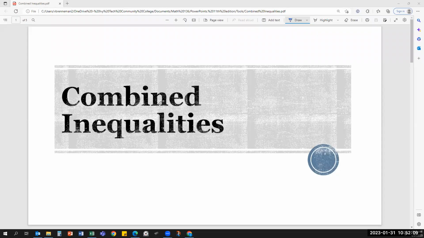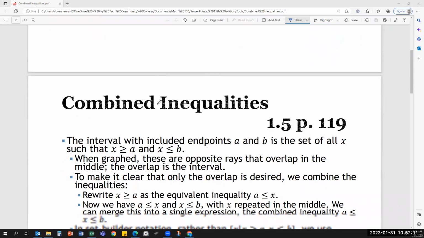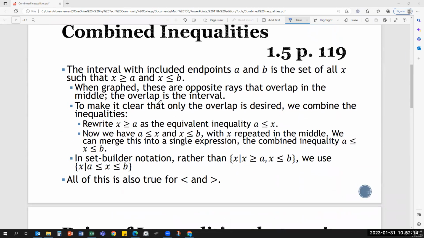Combined inequalities. So the idea here is we have two inequalities, and specifically we have what's called an interval with endpoints A and B. We're going to do the included endpoints, but it's true even if they're not included. We have A being less than B. We're looking basically at this piece of the number line, and it starts at A and ends at B.